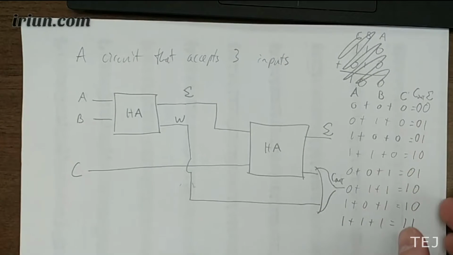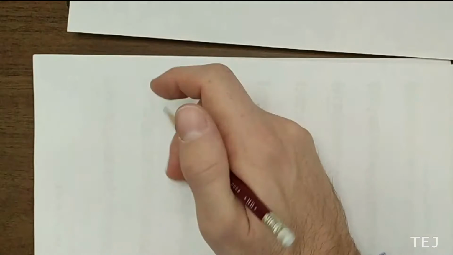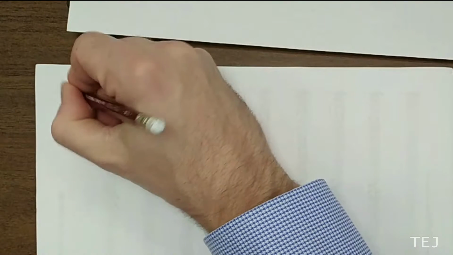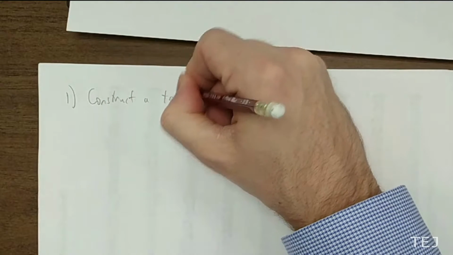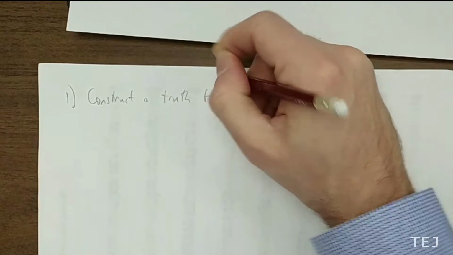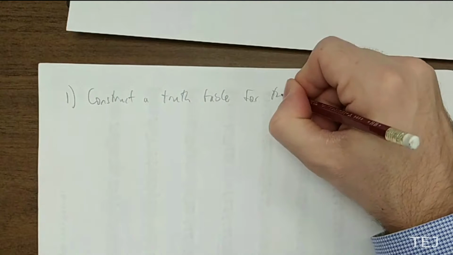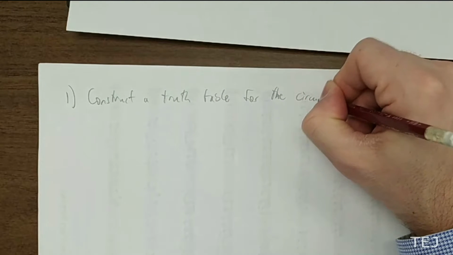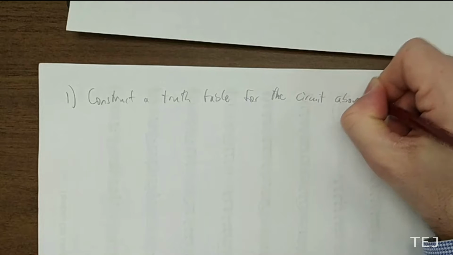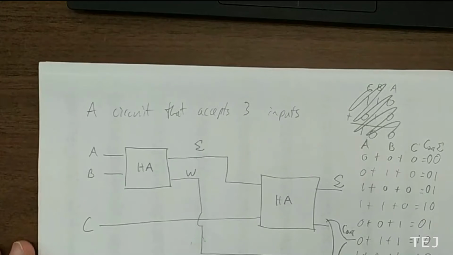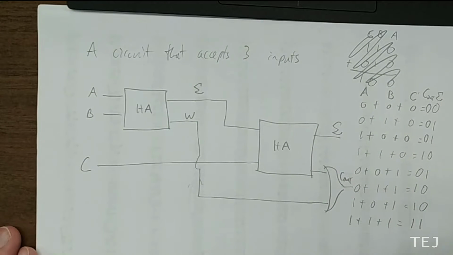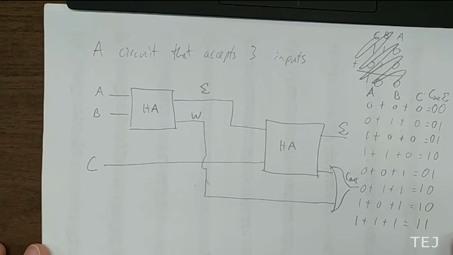This is going to be a bit challenging because you can only see one thing at a time. So if I put that up there, I'm going to say construct a truth table for the circuit above, or the one that we just did. If we look at this circuit that we did, I don't expect you to understand everything right now, and that's why we're doing the truth table, so you do understand it.